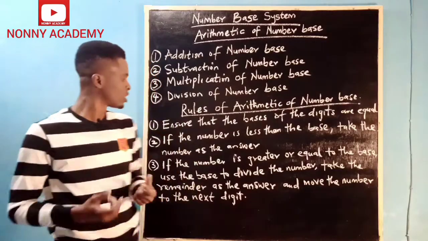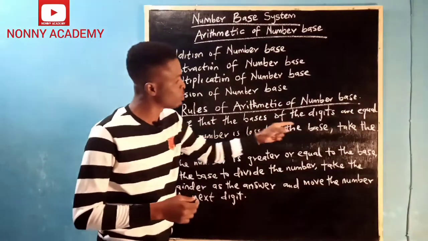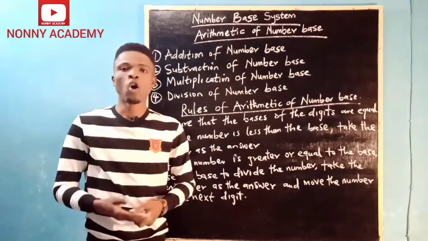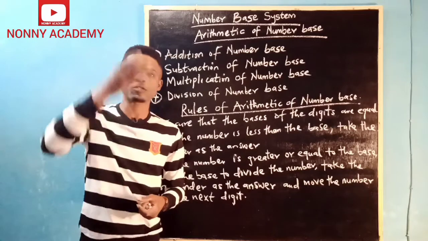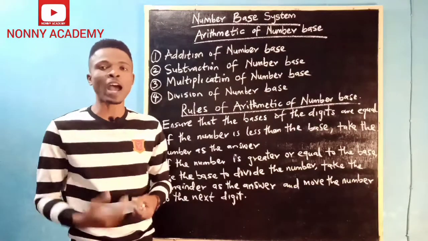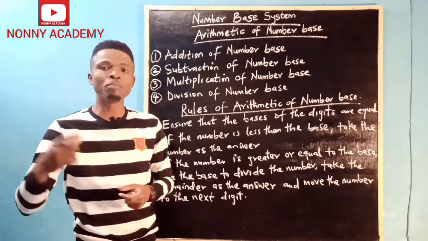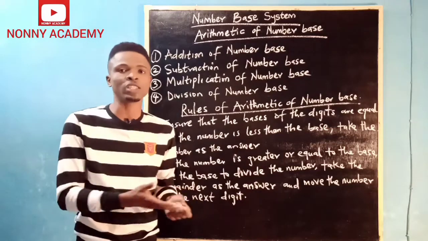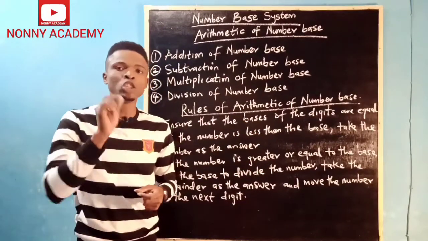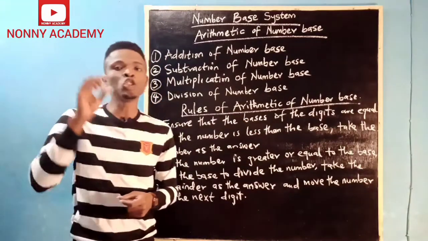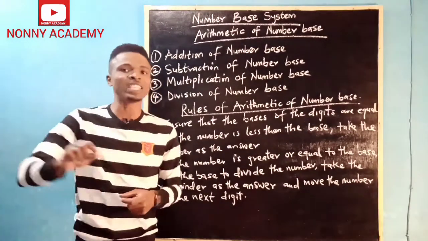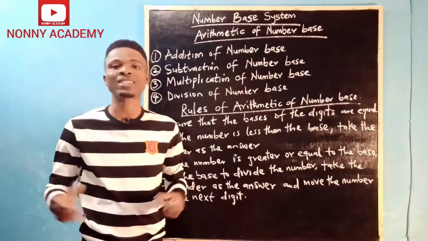Now the second rule says, if the number is less than the base, take the number as the answer. That is to say, after adding or after subtracting or after dividing or after multiplying, if the number is less than the base, let me say if I add 1 plus 1 and I get 2, and the base of the digit is 3, that is to say 2 is less than 3, I have to take that number, which is 2, as the answer, because the number is less than the base. So if the number after adding, after subtracting, after dividing, after multiplying is less than the base, we have to take that number as the answer.